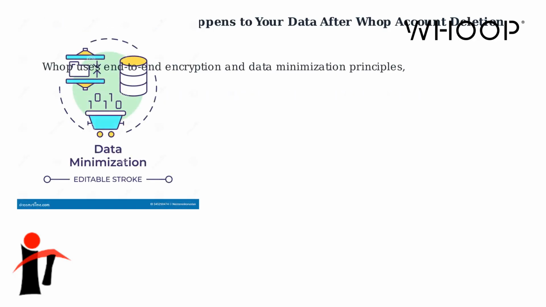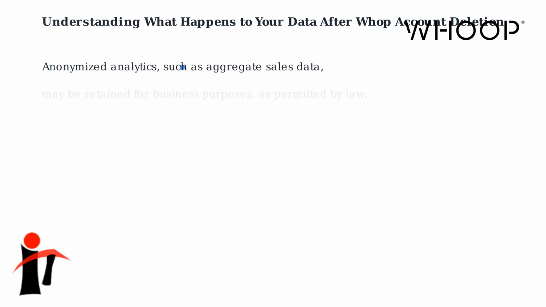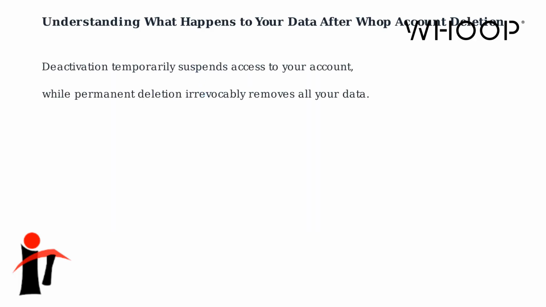Whop uses end-to-end encryption and data minimization principles, overwriting data on servers to prevent recovery. However, keep in mind that anonymized analytics, such as aggregate sales data, may be retained for business purposes, as permitted by law. It's also important to understand the difference between deactivation and permanent deletion.